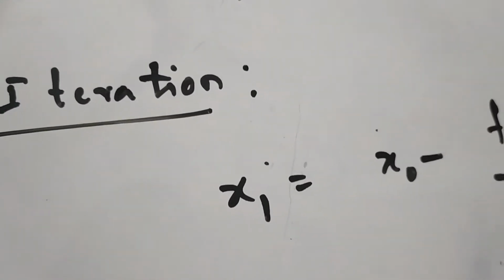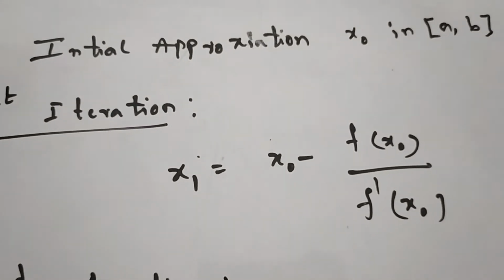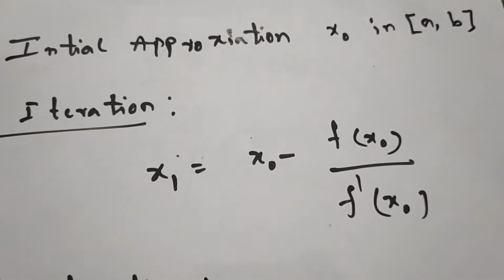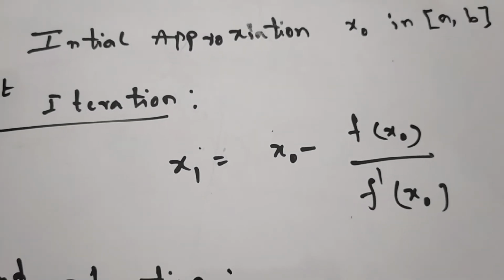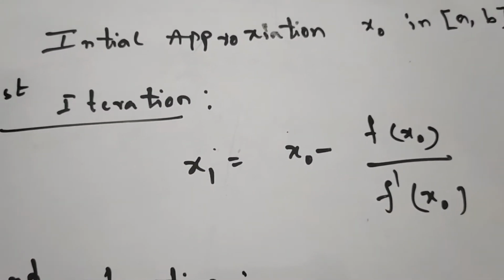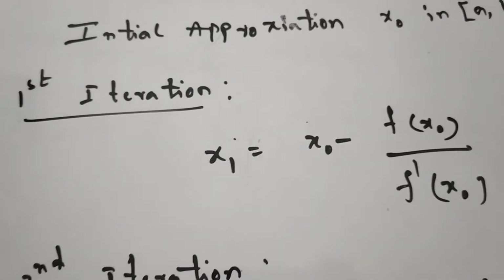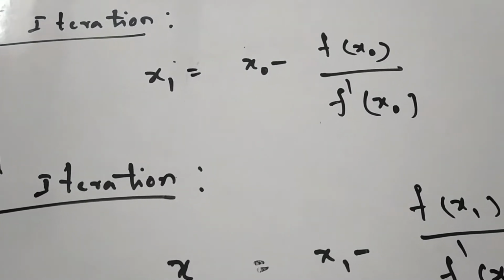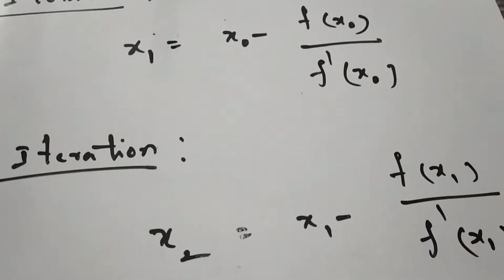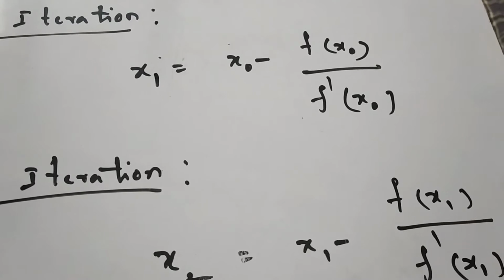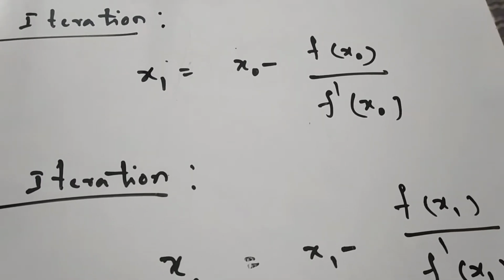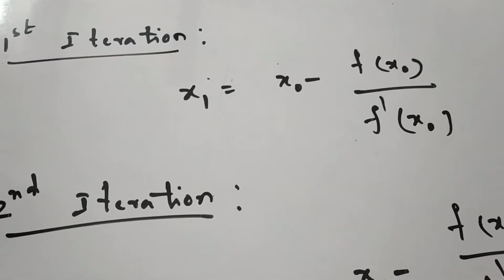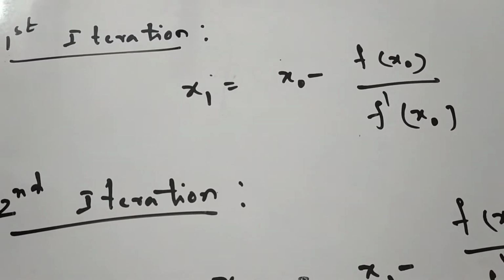x1 equals x naught minus f of x naught divided by f dash of x naught. If x1 is the real root, the iteration is closed. If not, then go for the second iteration. The second iteration is x2 equals x1 minus f of x1 divided by f dash of x1. It is very easy; just remember this formula, which is sufficient. Then solve one question.